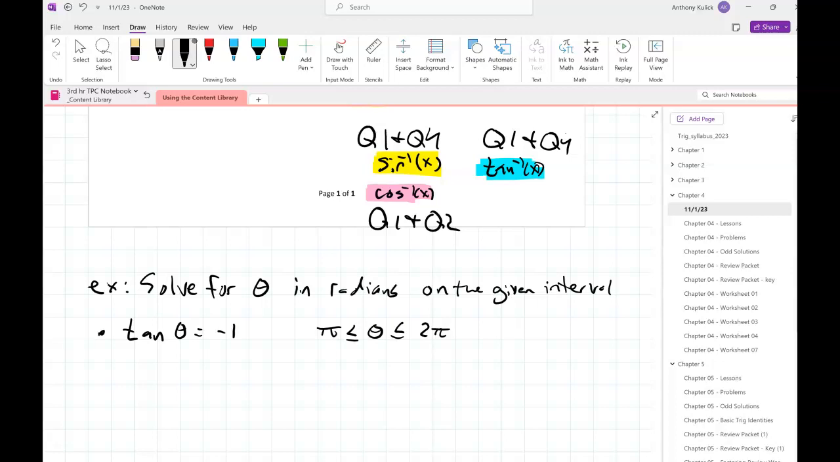Okay. So this is almost the same problem that we just did, right? The directions are to solve for theta, write my answer in radians, and have it be on the given interval. So when I say the given interval, I mean between pi and 2 pi. Everybody's okay? All right. So what I'm going to do is get theta by itself by doing tan inverse of both sides.